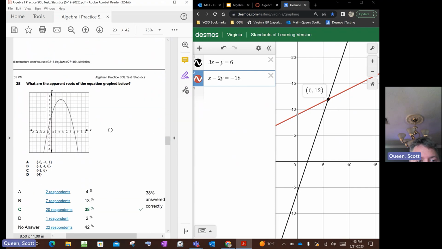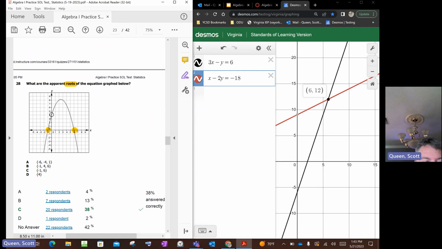28. Oh my goodness. What are the apparent roots of the graph below? This one I actually do not need my Desmos for because it gave me a wonderful graph. I have to remember what roots are. Roots are zeros, roots are solutions, roots are x-intercepts. Right there and right there.